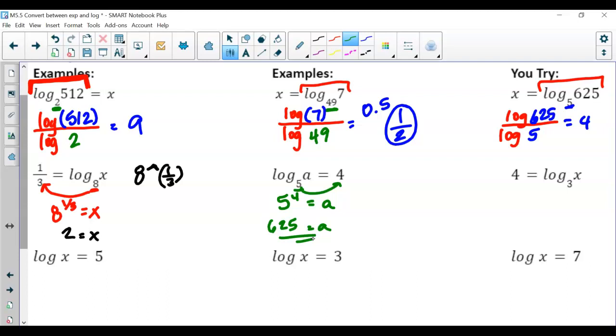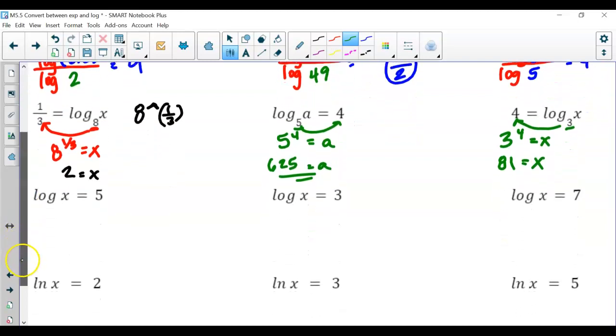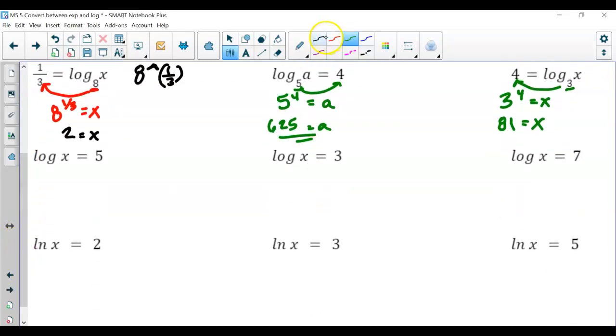And here we go. So you can't use the change of base, right? So base 3, raise that to the 4th power is equal to x. 3 to the 4th power is 81. Now, these last examples here are a little bit different because see how the log is just by itself? It's understood that here we have our common log, and this common log will always have base 10.